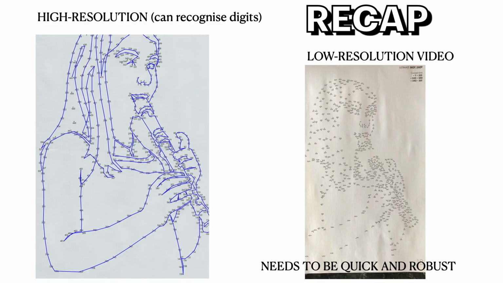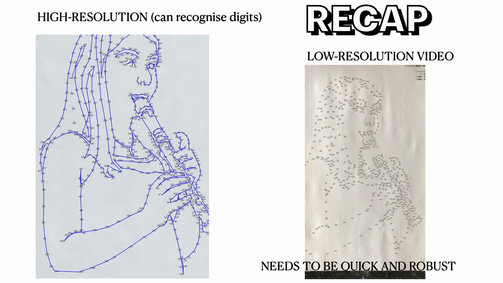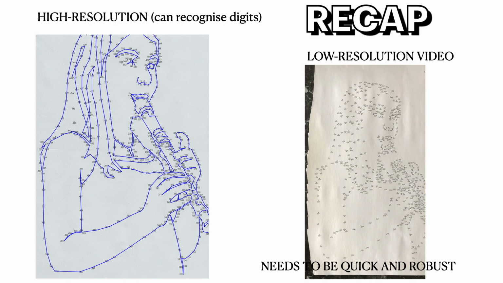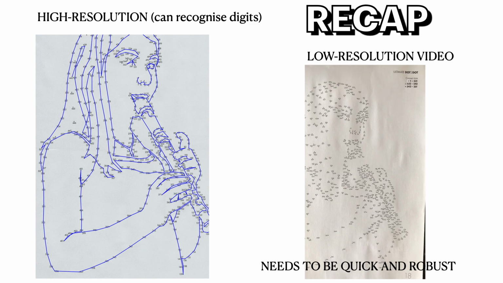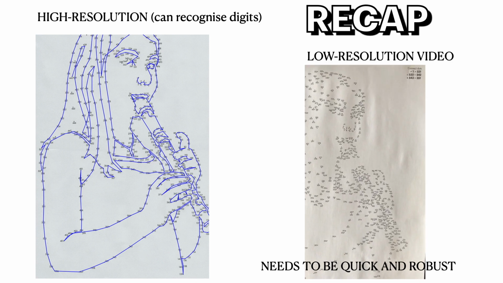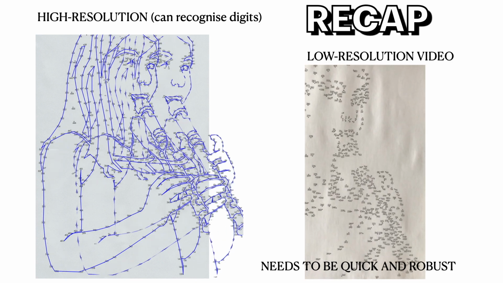So just as a recap, what we want to do is take our high resolution image, for example the one on the left, take the line-to-line representation and apply it to a low resolution video which is moving around and which has blurring artifacts and other problems, and we need to be able to do this in a quick and robust way.